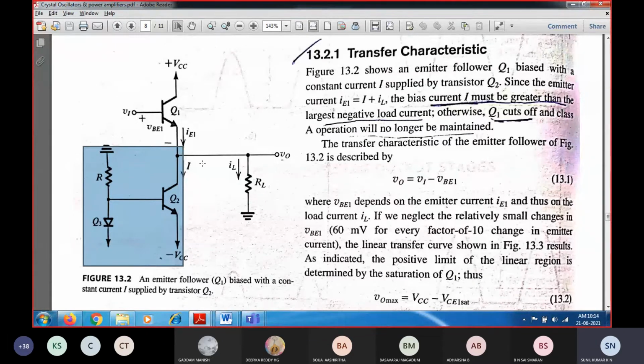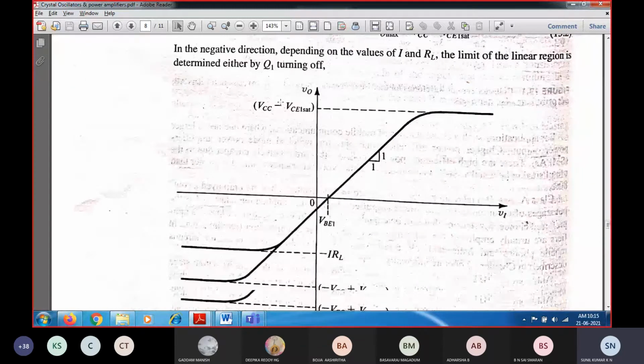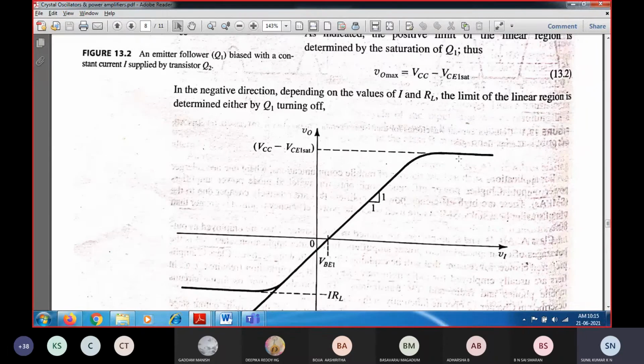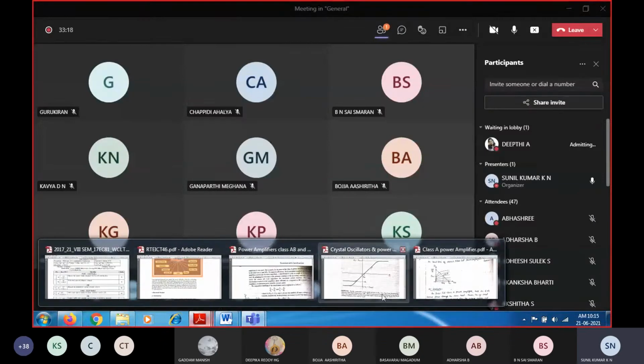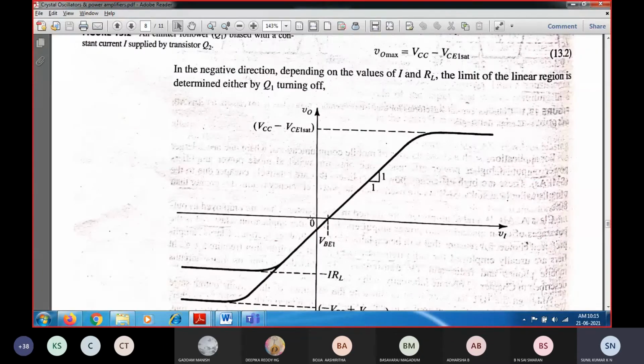So if you just consider a simple emitter follower configuration, during the positive half cycle of the input you will be getting the output the same as the input, right? Because you will be having only the voltage drop of VBE1, which will be very small, so the output will be the same as the input. So as you increase the input voltage greater than VBE1, you will be getting the output as expected, as shown in the transfer characteristics. So this is the transfer characteristics for a given positive voltage input, and you can see the behavior of output with respect to input.